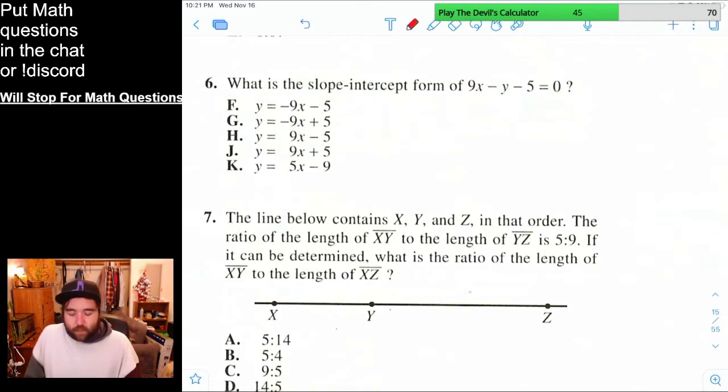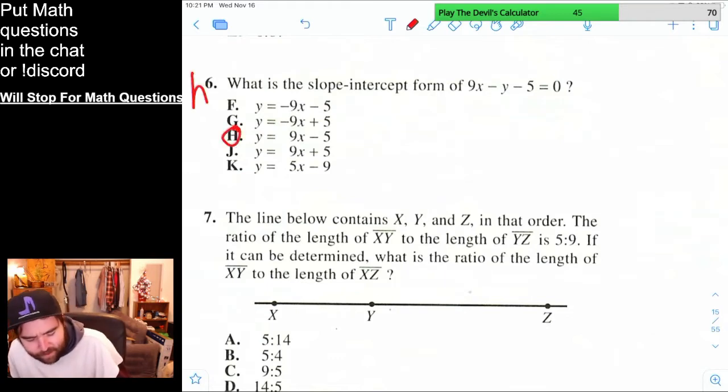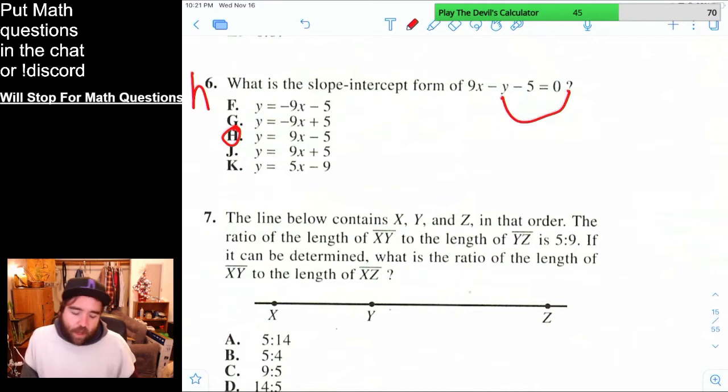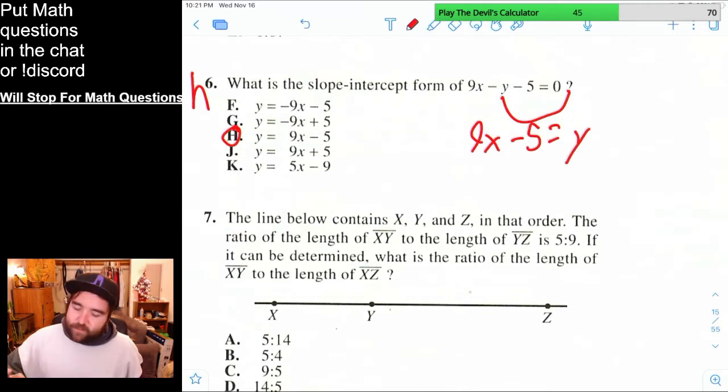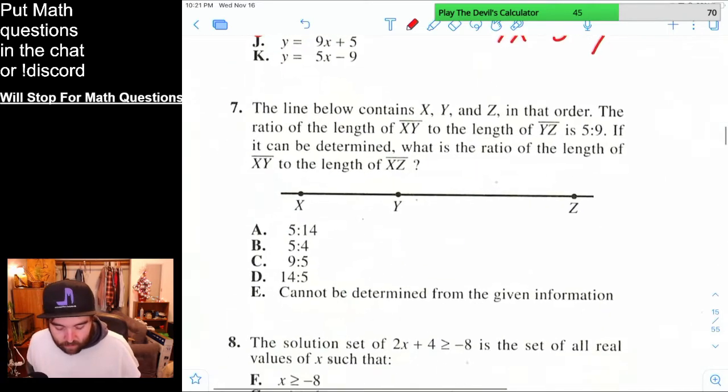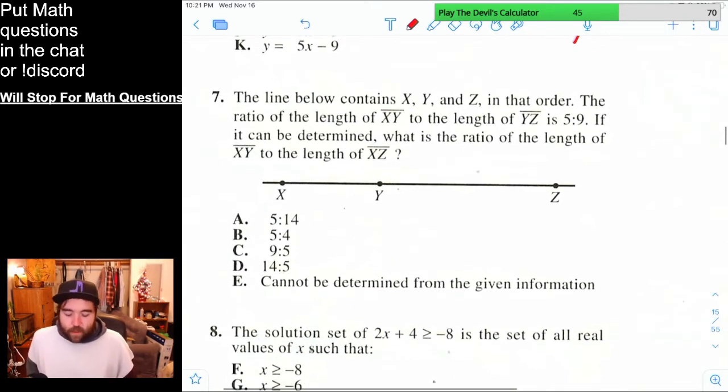6. What is the slope-intercept form of that equation? That just means we've got to get y by itself. We just have to add y to the other side. It's just 9x minus 5 equals y. Yeah, all you're doing is adding y to the other side. Oh, I see what they're trying to do here. Remember that it doesn't matter. You can always flip around equations. If 9x minus 5 equals y, then y equals 9x minus 5. Don't forget that.